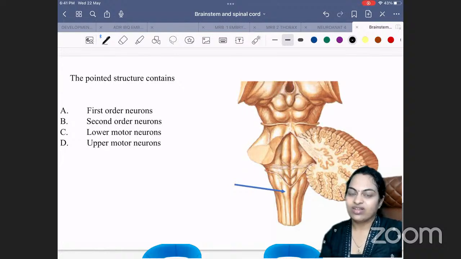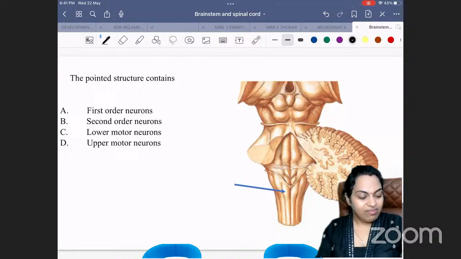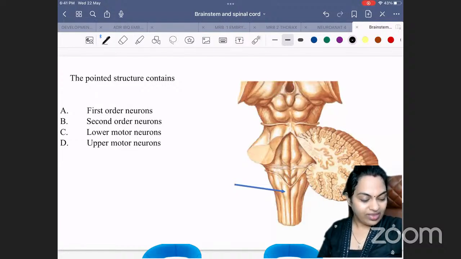The pointed structure contains, yes, Tarun, Sanjit, Manish, come on. Sibi, come on, yeah.